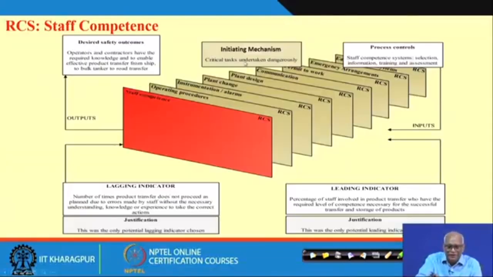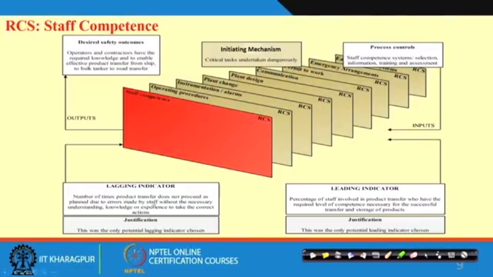Similarly, you take critical tasks undertaken dangerously as the initiating mechanism. Now, you put it through staff competence. For example, I have taken staff competence. Earlier, I took ITPM. So, for this, what is the outcome you expect? Operators and contractors have the required knowledge to enable effective product transfer from ship. So, product transferring from ship to pipelines, pipelines to tanker, all these things, people should have enough knowledge. That is what you expect.